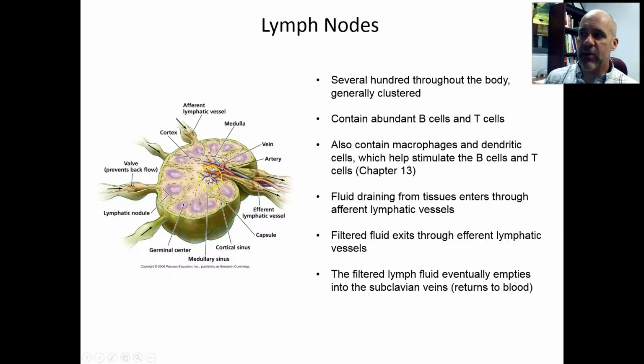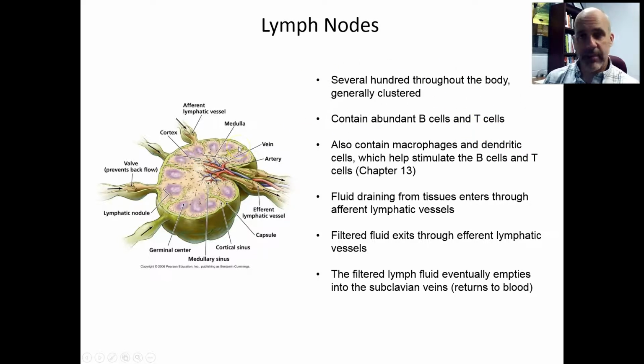And then in here, you've got lots of white blood cells. You've got B cells and T cells in here. Those are going to be the main cell weapons of your third line of defense that we'll talk about in chapter 13. You've got macrophages. You've got dendritic cells in here that are going to help stimulate your B cells and your T cells.